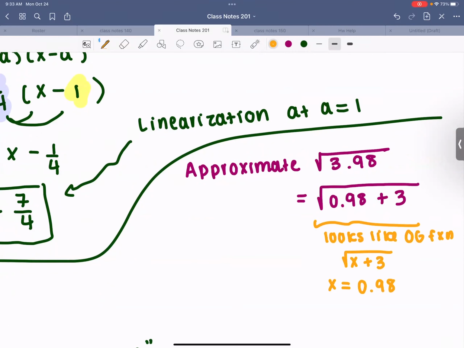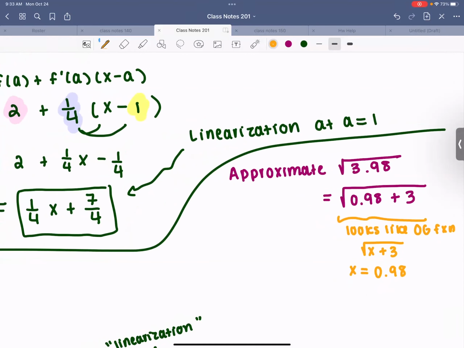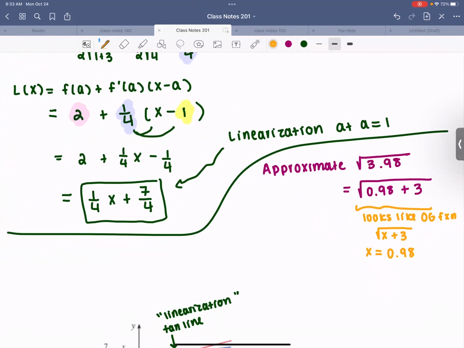So if I want to approximate the square root of 3.98, all I have to do is plug in 0.98 into my function. Now, I'm not going to plug it into my original function because that would give me the exact answer. To approximate it, I'm going to plug this into my linearization.